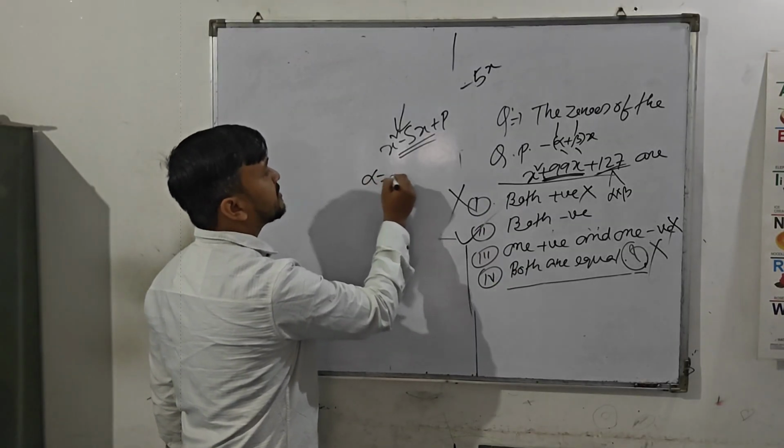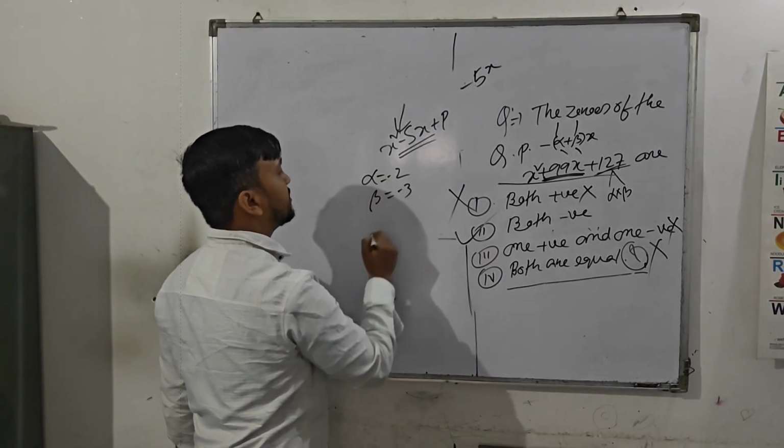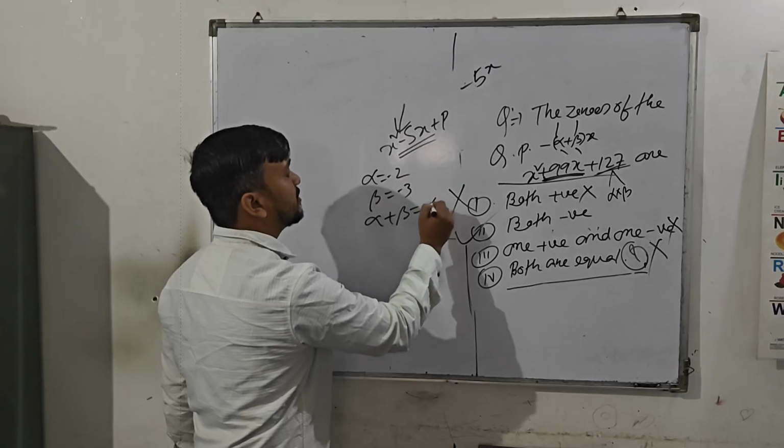Obviously this option is correct, but still I want to show you. Suppose alpha is minus 2, beta is minus 3. Their sum will be how much? Minus 5.